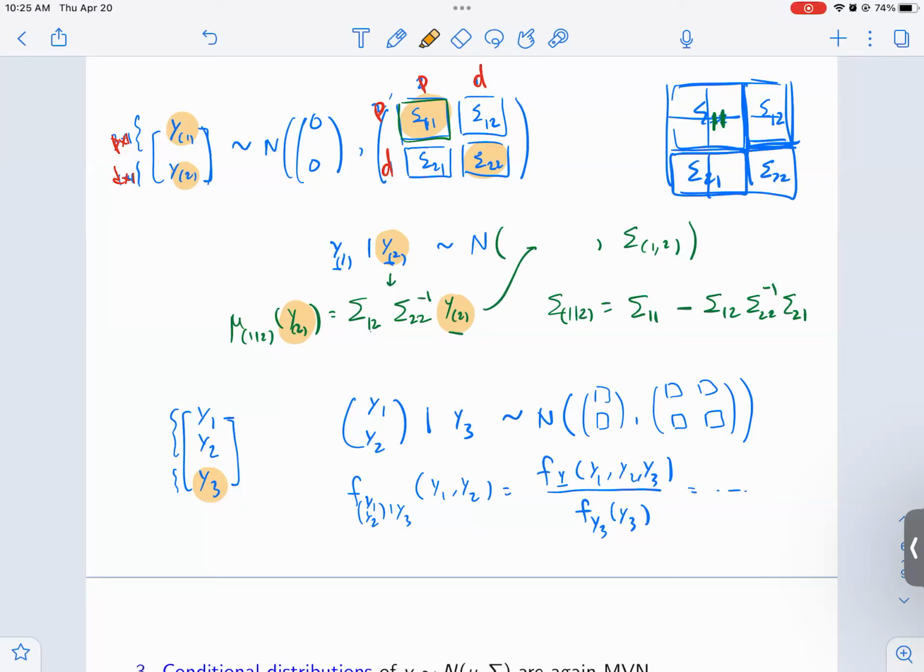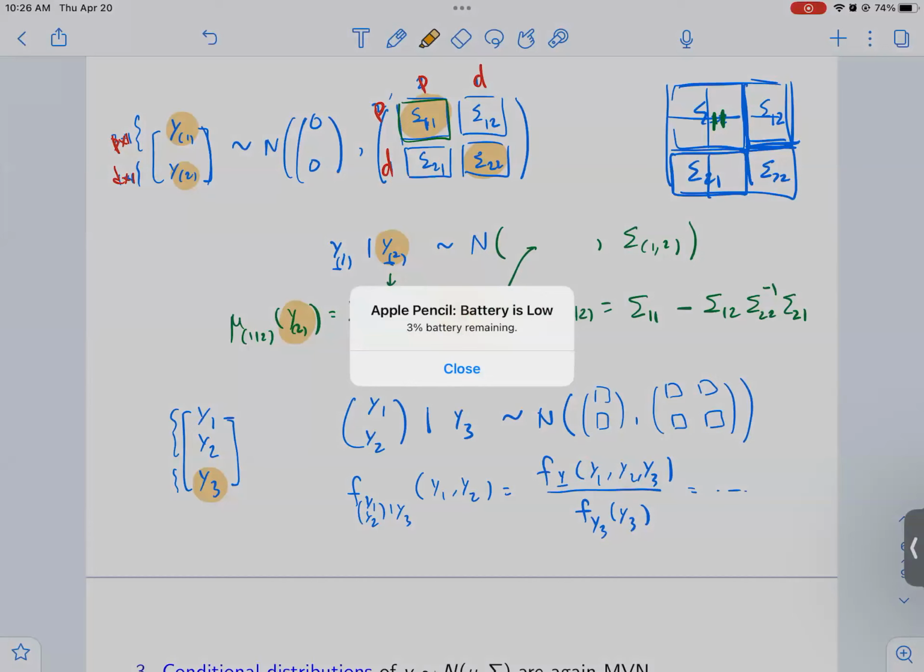Once I condition on y2, that's fixed, and now the distribution can depend on it. It turns out that the mean is just a linear transformation of that y2. It used to be 0, but now I know more. Once I observe this, I'm going to be close to y2, and this is the transformation you can apply.